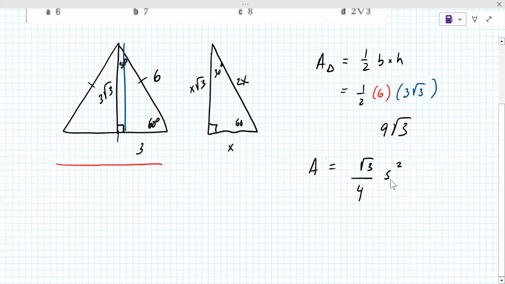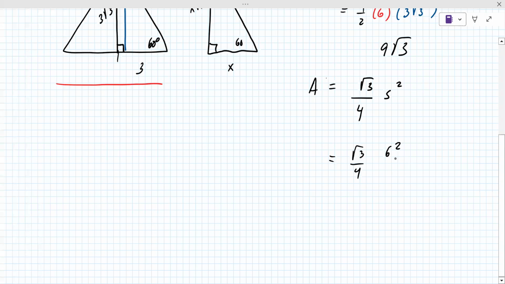Sometimes it's presented with a little a here, but think of it as the side length squared. Let's do it with 6 just to see that it works. So it would be square root of 3 divided by 4 times 36. 36 divided by 4 becomes 9. So then it would also be 9 root 3.